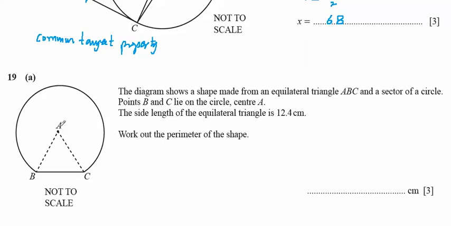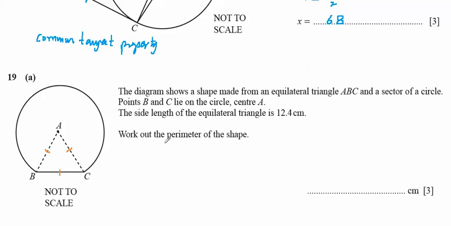Okay, so what does this statement mean? This means that we have a sector, which is this one, and a triangle, which is this one. This is an equilateral triangle. Equilateral triangle means that these three sides are equal in length and each angle will then be 60 degrees. So these are hidden in this information.